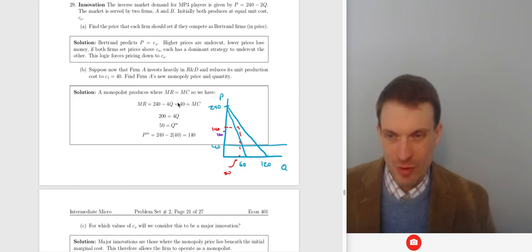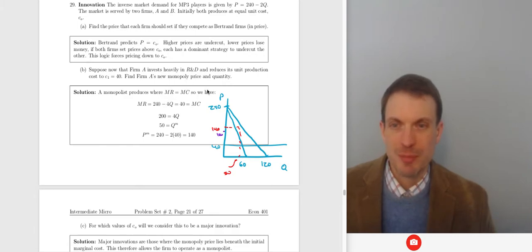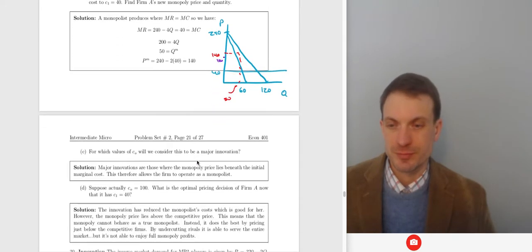Marginal cost is 40. So solving, we find the monopoly's quantity would be 50, and the monopoly's price would be 140. So what would be the new monopoly price and quantity? Quantity of 50 and a monopoly price of 140. So that's this right here. The monopoly produces where marginal revenue equals marginal cost. We go up to the demand curve to find the associated price.